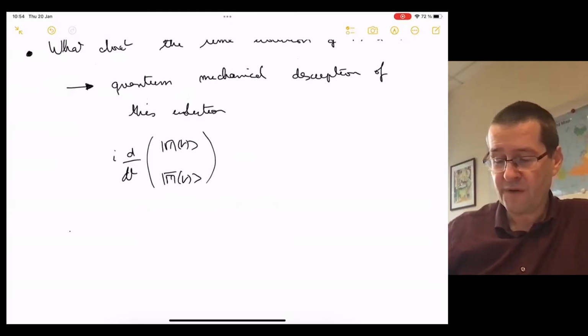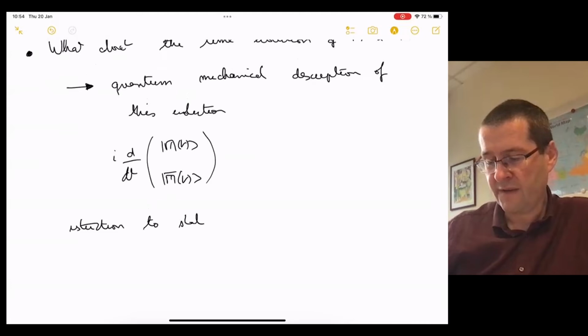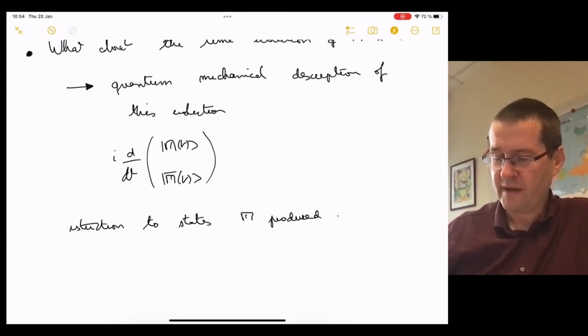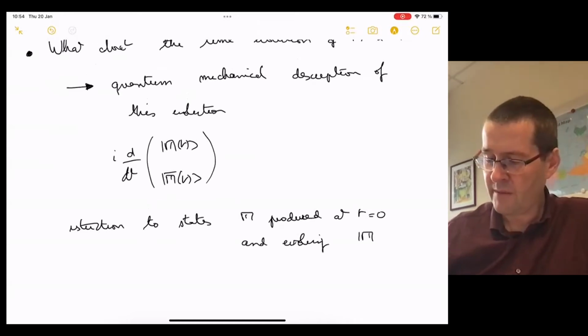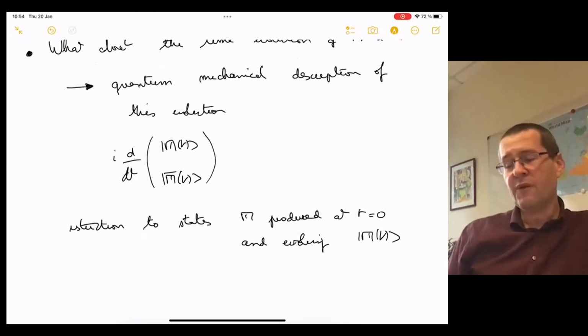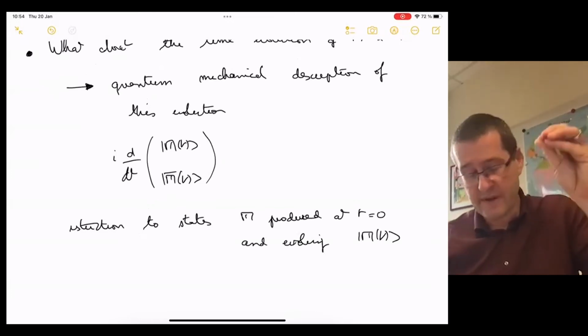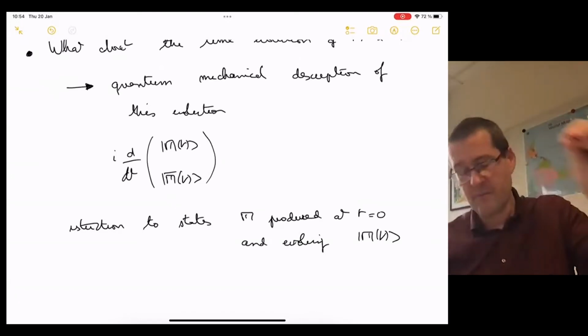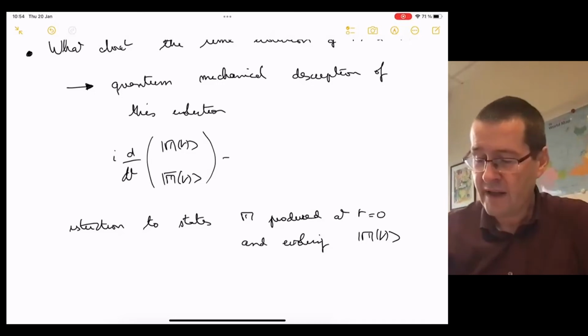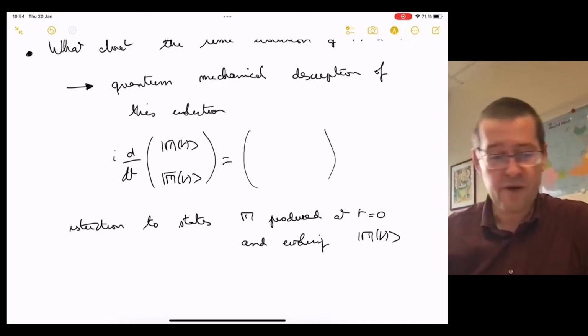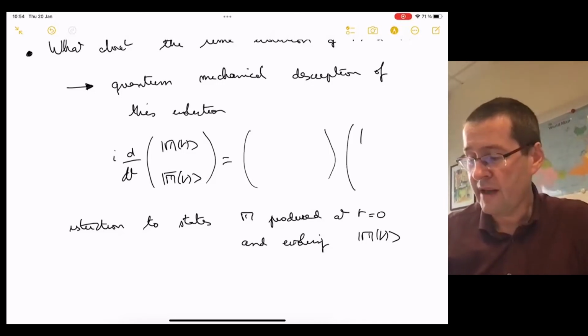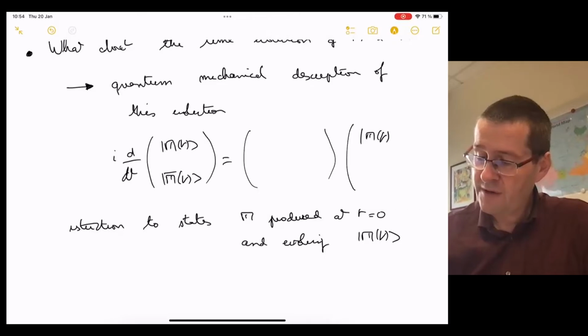So it's a restriction to states, which means M produced at t equals 0 and evolving. So that's the meaning of M of t. And the same thing goes for M bar. That's produced as an M bar, that was an M bar state at the beginning, and then we let it evolve. And then you say, okay, I've got an evolution matrix for this.